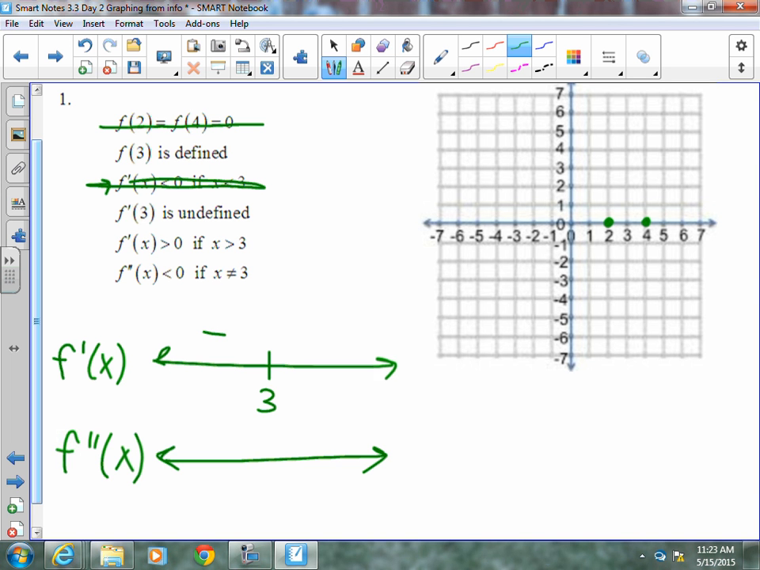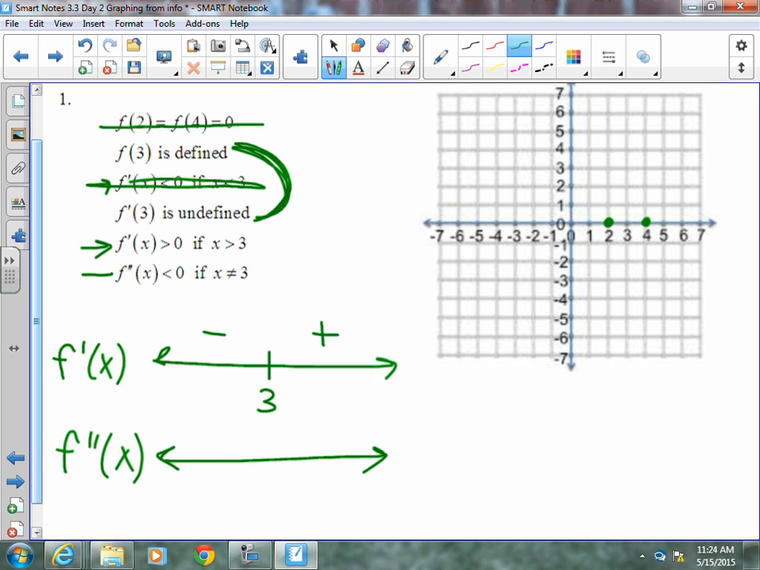F prime of 3 is undefined. We need to keep that in mind. It kind of pairs with this. Think about what could be happening on a graph if there's a point, but there's no derivative. So they tell us on this second to last one, f prime of x is greater than 0 if x is greater than 3, so it's positive here.